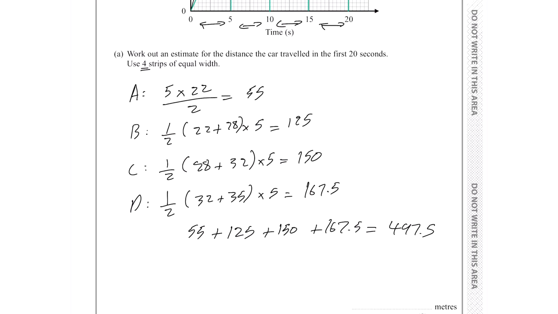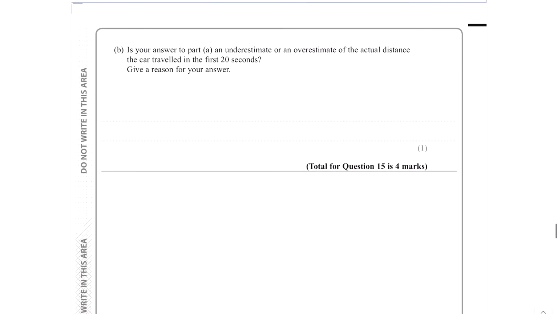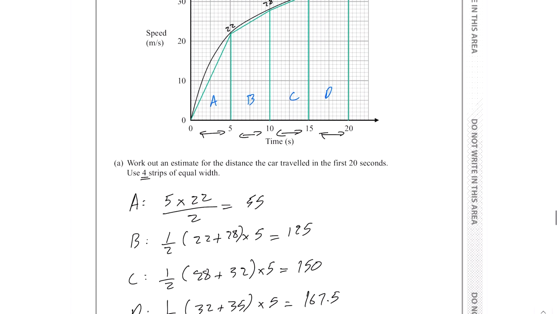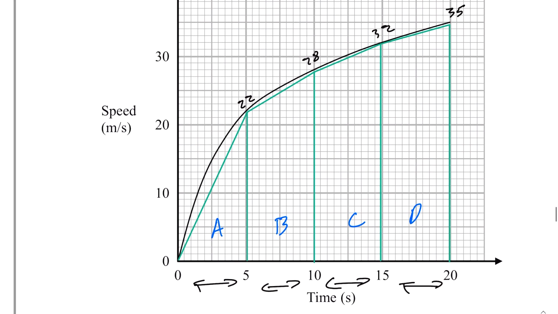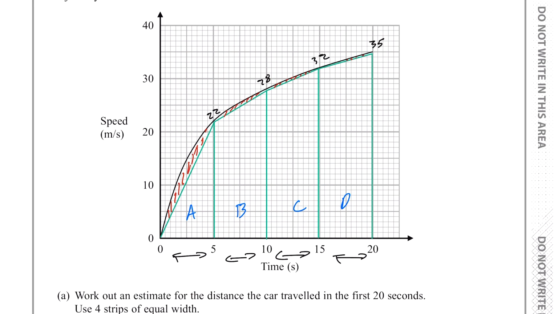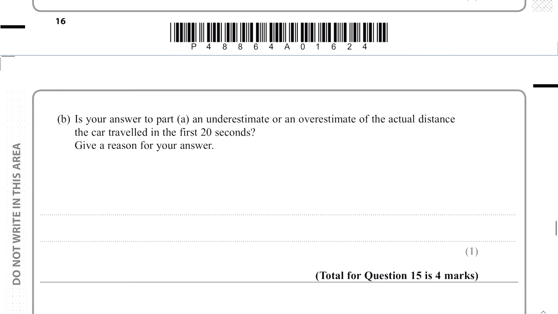Okay, so is your answer to part A an underestimate or an overestimate? The reason it's an underestimate is you can see here, I haven't taken this section into account because we're only estimating. Again, here I've missed some bit. Here something's missing as well. And just a tiny bit there is missing. So that is why it's an underestimate.